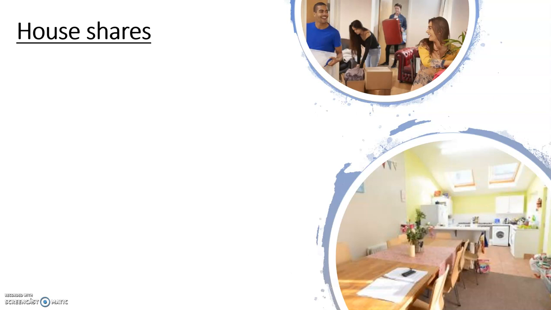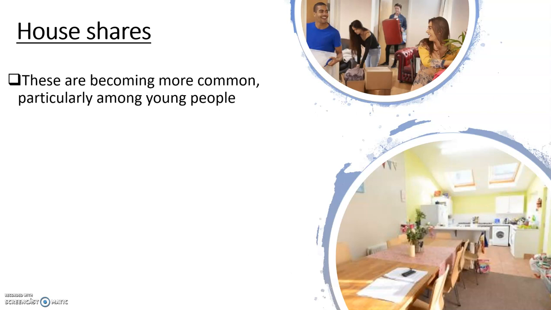Another alternative to families could be house shares. These are growing in popularity at the moment, particularly amongst young people, for a variety of reasons, which we'll look at. One could be rising property costs. It is exceptionally expensive to purchase a house, so for a lot of young people, buying their own property might be unachievable. Living with other people in a house share is a much more cost-effective way of moving out.